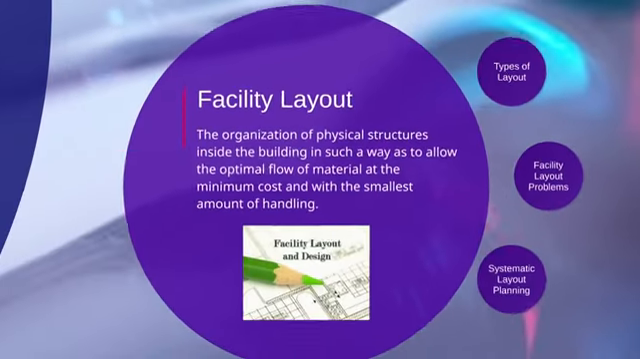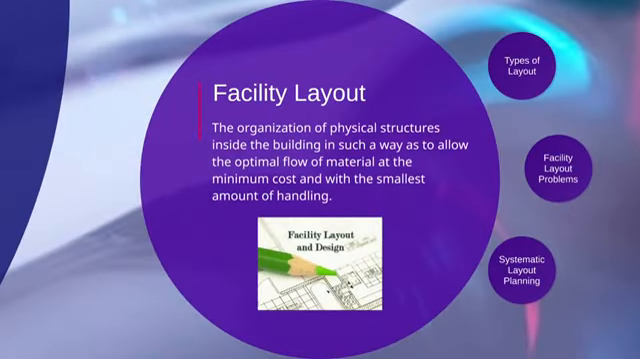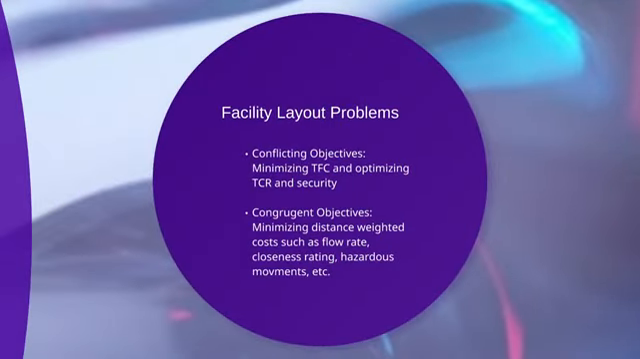Okay, so now we'll talk about the facility layout problems. Facility layout problems can be single objective or multiple objective. The multiple objective ones have either conflicting objectives, like minimizing the total flow cost and optimizing the total closeness ranking and security, or congruent objectives, which are similar objectives, like minimizing the distance weighted costs like the flow rate, closeness rating, and hazardous movement, etc.